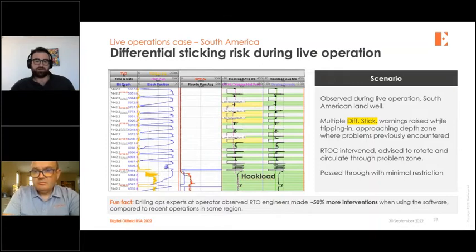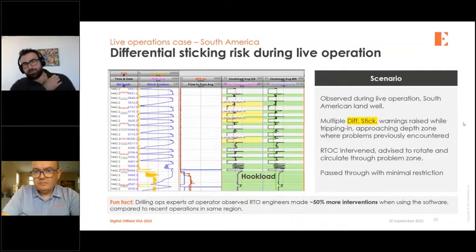So they were able to pass through with some restrictions. You can see here a little bit of difficulty moving, but they passed through. They didn't get stuck. So this is a really nice example of how these warnings were actually used and actions were taken by both the rig and the operations center staff, and a stuck pipe was avoided.